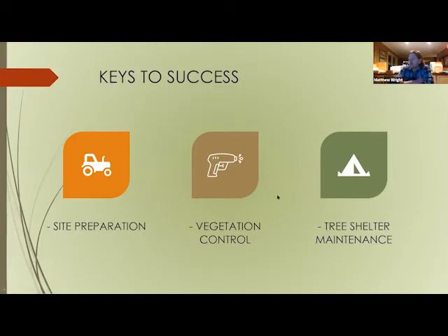So for a successful tree planting, you need to have site preparation that's site specific, vegetation control, and in the long term, tree and tree shelter maintenance. If you neglect any of these things, you're going to have a failure. We like to do the maintenance on these tree plantings for a minimum of 3 years, but from what I've found, 3 years is really not enough.